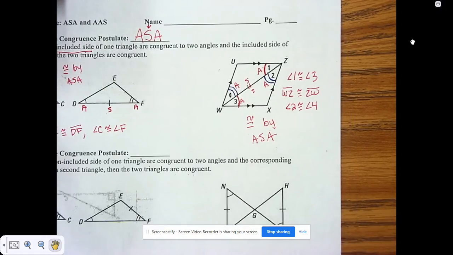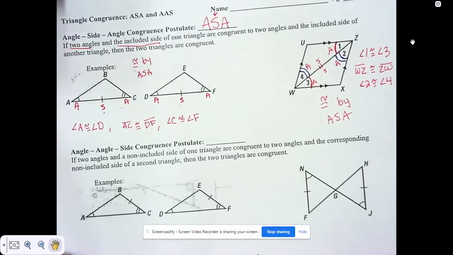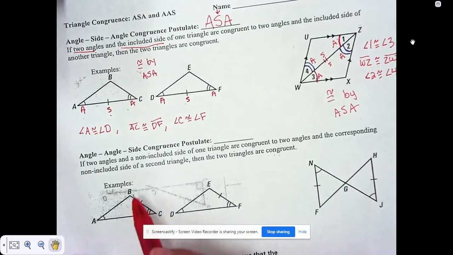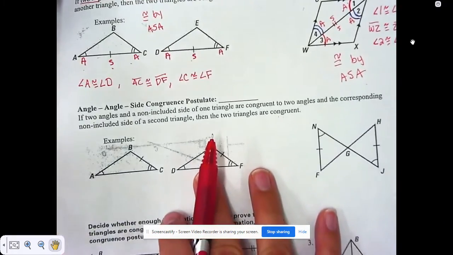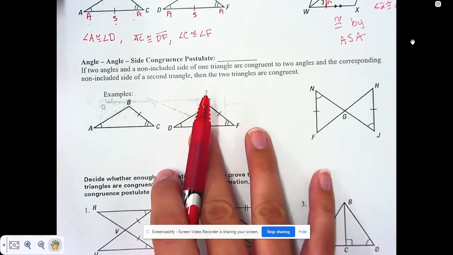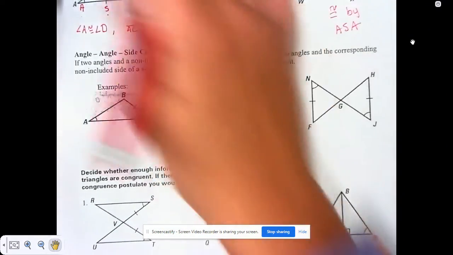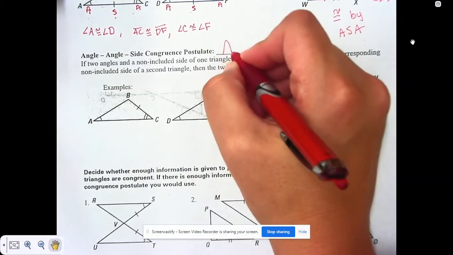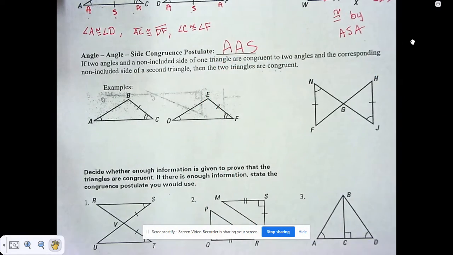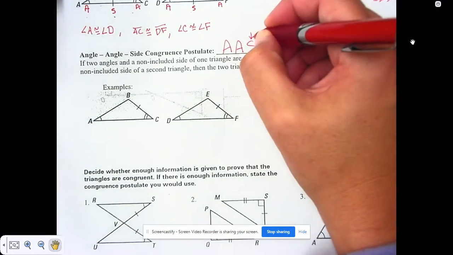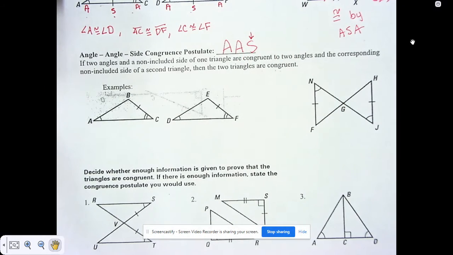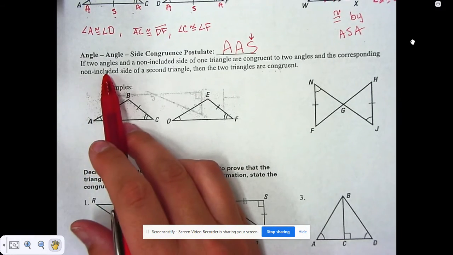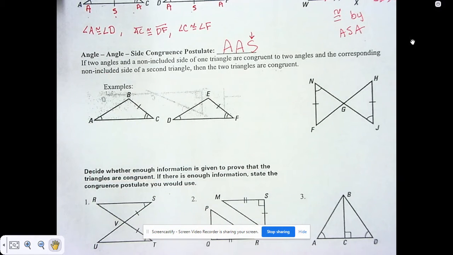Okay, the next one we're going to do is angle, angle, side. Notice that this time the side follows the two angles. We are going to abbreviate this one as angle, angle, side, or AAS. Again, notice this time the side is at the end. It is not in between. This says if two angles and a non-included side of one triangle are congruent to two angles and the corresponding non-included side of another triangle, then the two triangles are congruent.